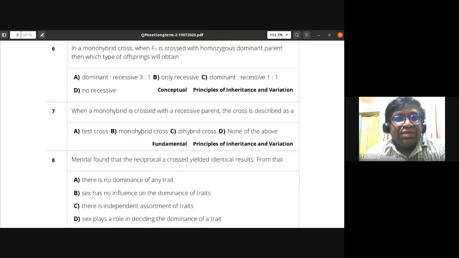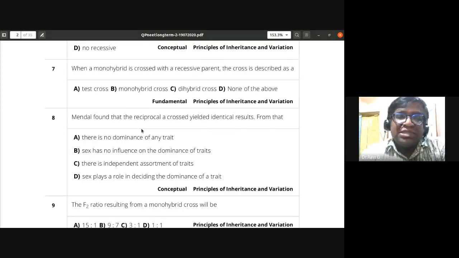Seventh one, when a monohybrid is crossed with a recessive parent, the cross is described as? Any generation, if it is crossed with a recessive parent, we call it a test cross. Generally, we do that for the F1 generation to identify whether F1 is in heterozygous or homozygous condition. We do this test cross. Mendel invented this test cross to identify whether they are heterozygous or homozygous.